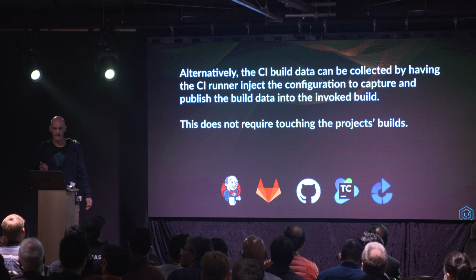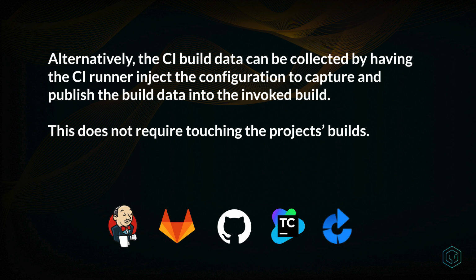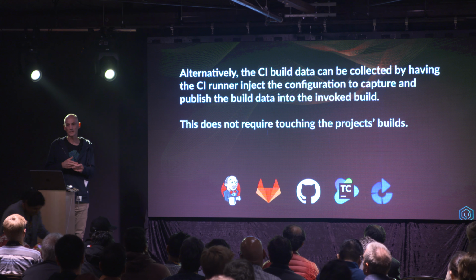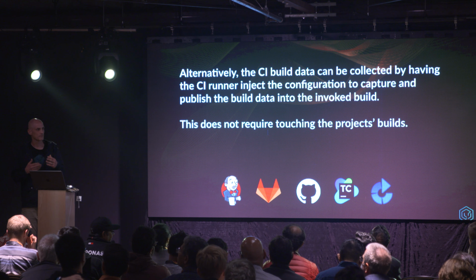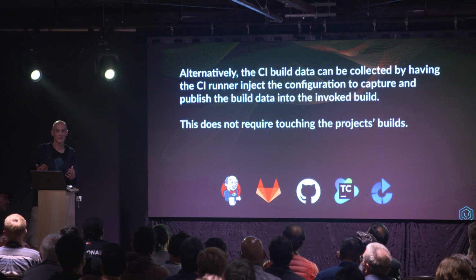The alternative is that we have our CI runners, and it could be any of those CI tools, inject the configuration. So you don't need to touch the projects themselves, but from the outside, you configure the publication as well as the capturing of the data, and it is sent to the server. And obviously that means you don't need to touch the project. And that is typically the faster approach to get started. And as a CI person, it's basically all you need, right? You want the CI data. Even if holistically as a company, you also want all the local builds, of course. And that's where you use the configuration of the project.